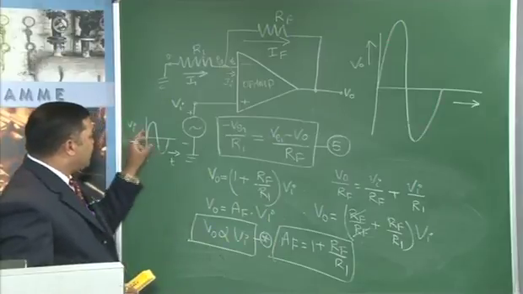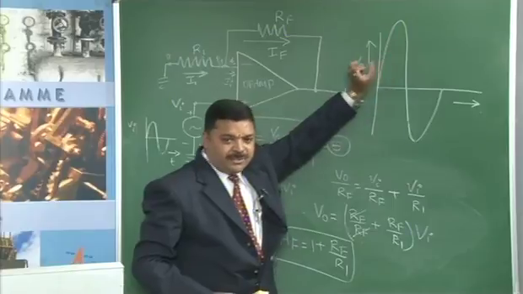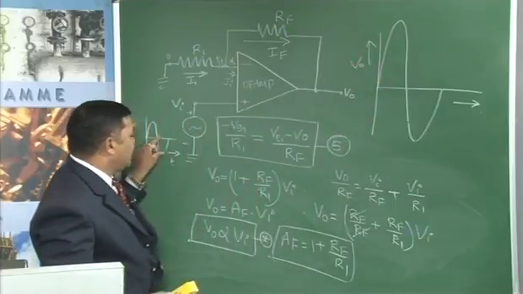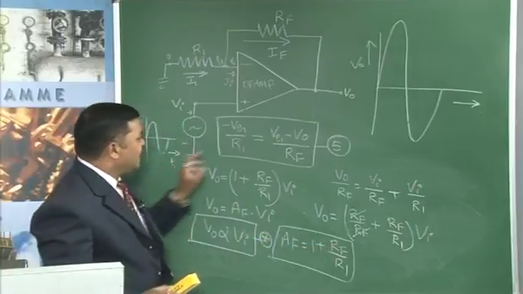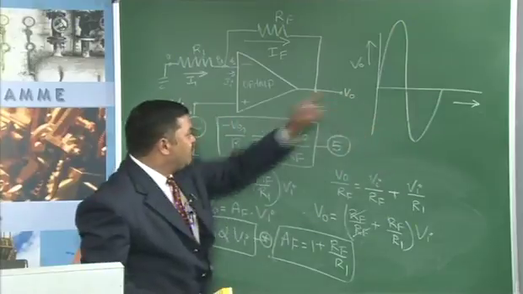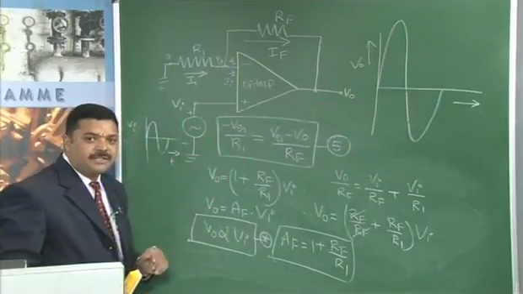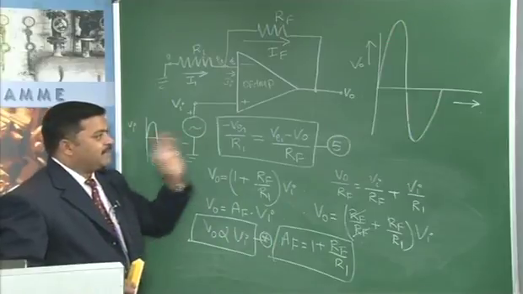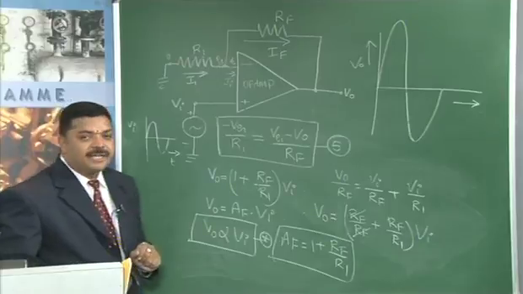Non-inverting means the positive half gets amplified and retains its place on the positive side, and the negative half is multiplied by 1 plus Rf by R1 and gets amplified on the negative side. Therefore, there is no inversion. What is the phase shift between the input and the output? Phase shift is 0 and the frequency is also not altered. So, this is the non-inverting amplifier.